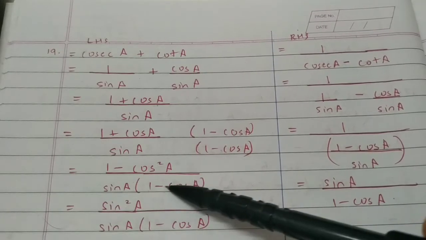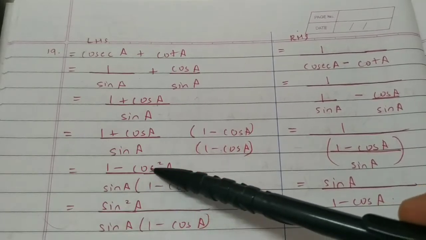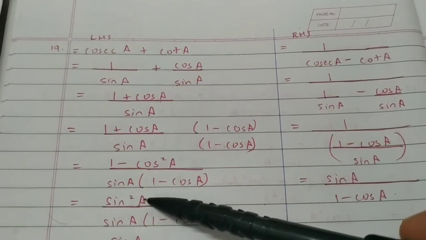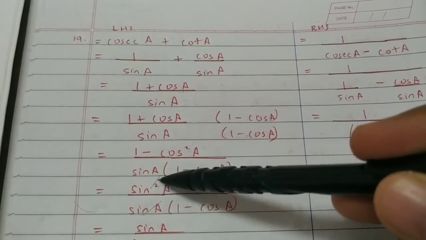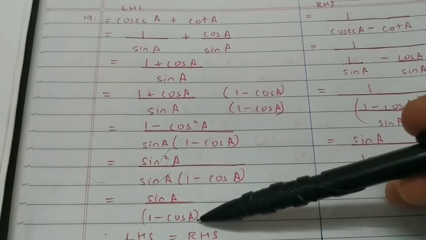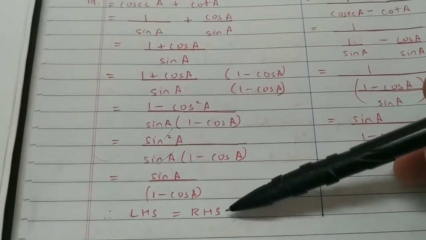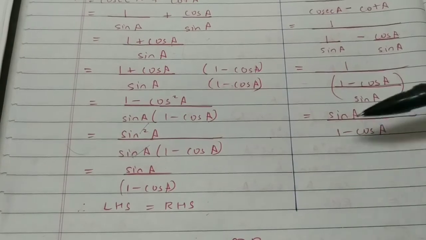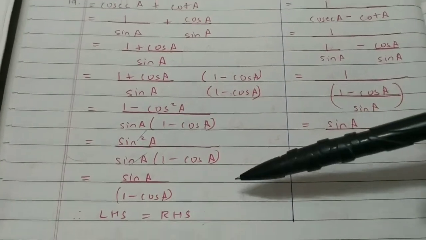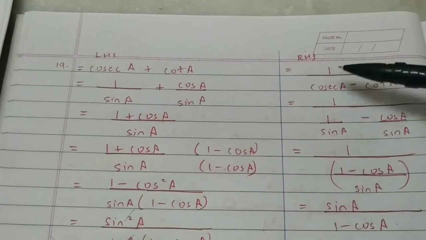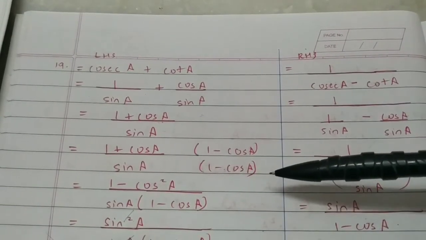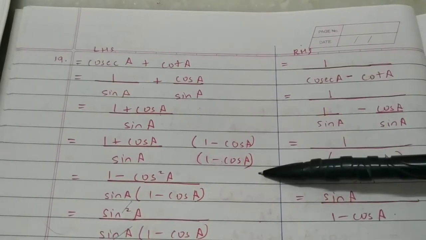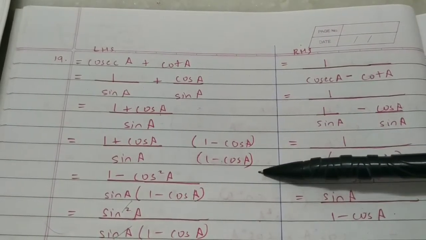Don't open the brackets yet, because 1 minus cos square A is a formula. We can write that as sine square A. So now sine A and 1 sine A can be cancelled. So what is left is sine A upon 1 minus cos A, and that's the RHS. Here, it's matching the RHS now. Hence LHS is equal to RHS. The original LHS is equal to the original RHS. But how will it strike you when to use what method? Well, by practicing, of course.